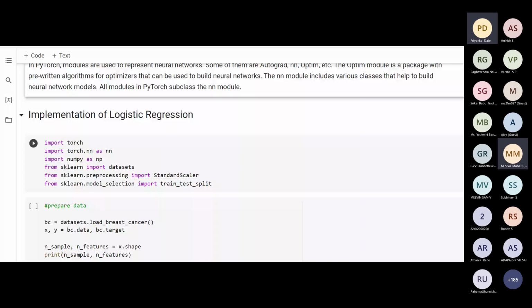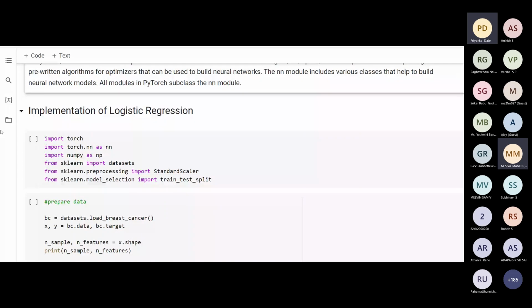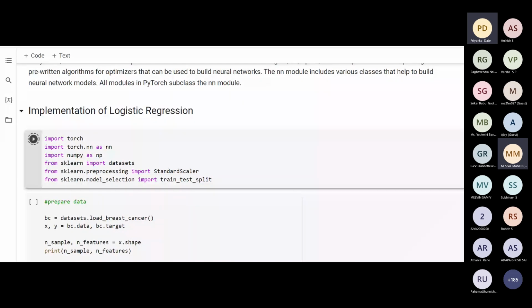So first, we would import all the necessary libraries. We import Torch for the neural network modules and sklearn for datasets, and we import NumPy so that we can do data transformations on the data that we're using. Standard scaler is basically used so that we can transform data such that the mean of the data is 0 and variance is 1.